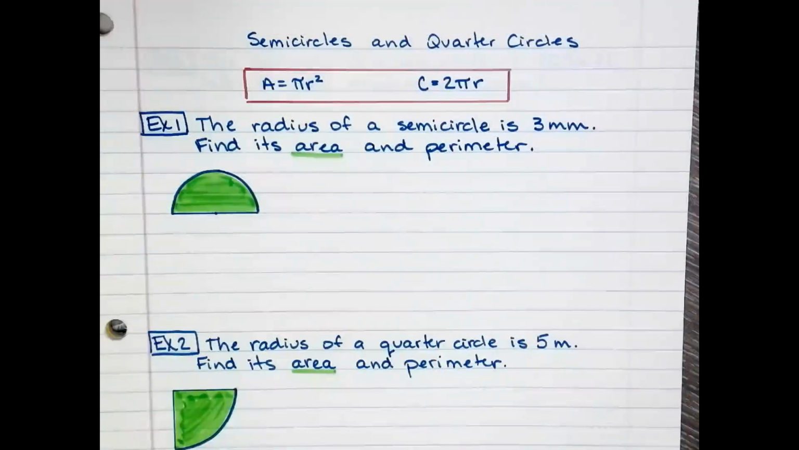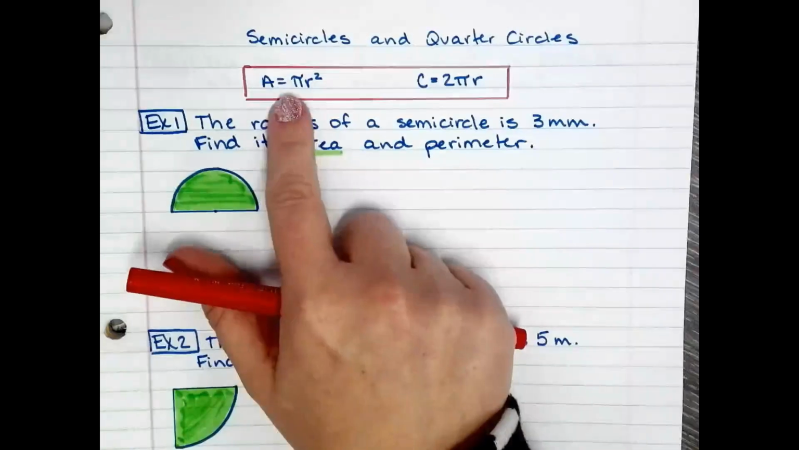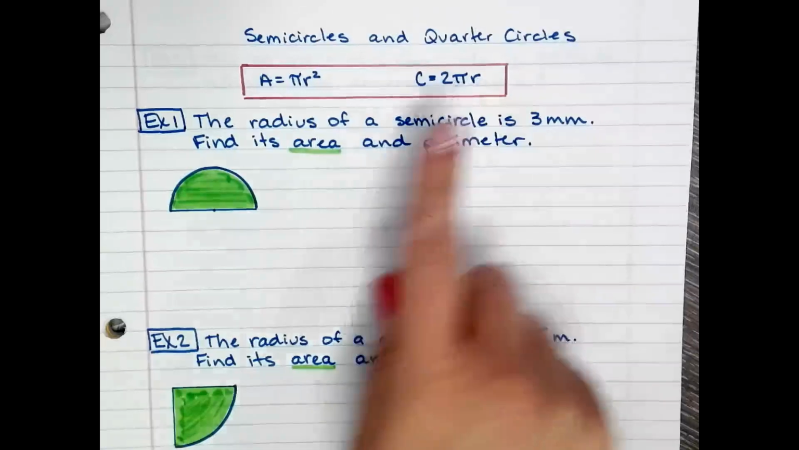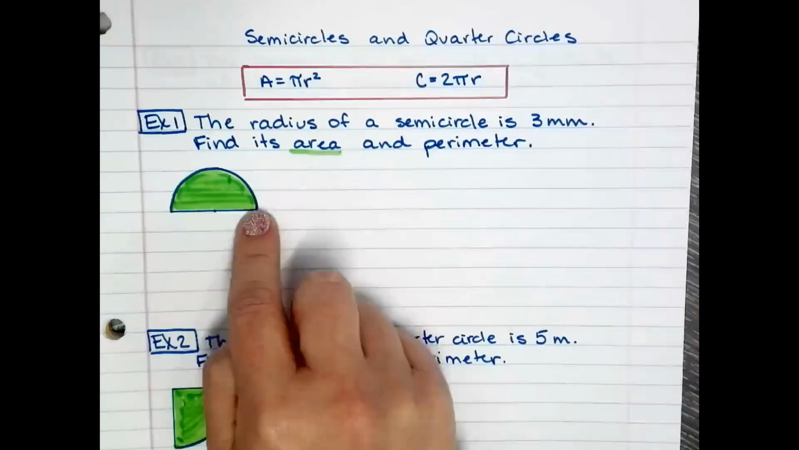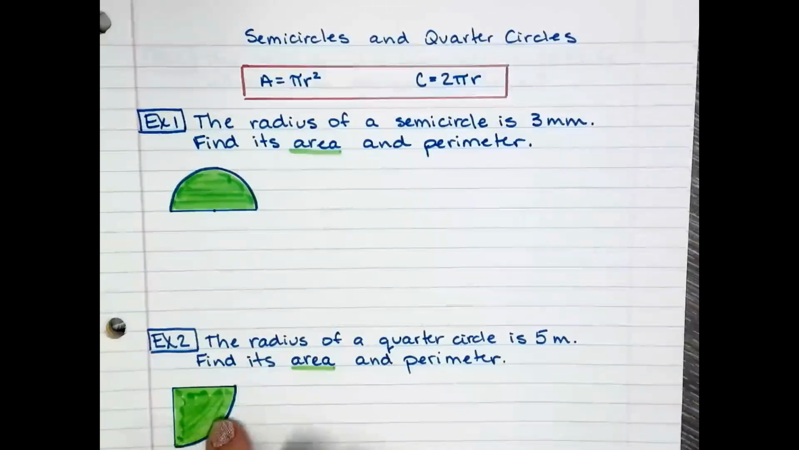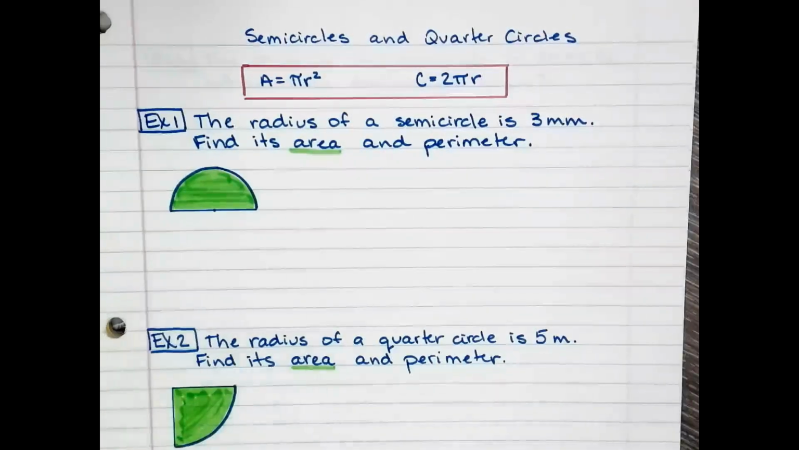Semicircles and quarter circles. So here we have the formula for the area of a circle and the circumference. A semicircle is half of a circle, and a quarter circle is a fourth of a circle. And that's exactly what it means.